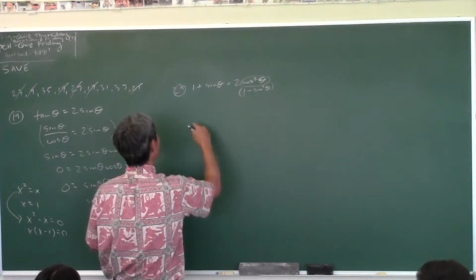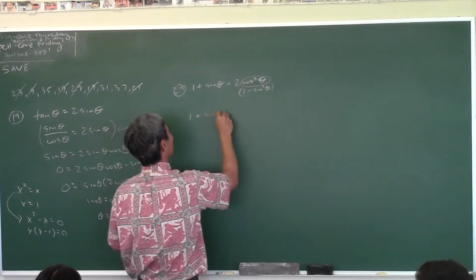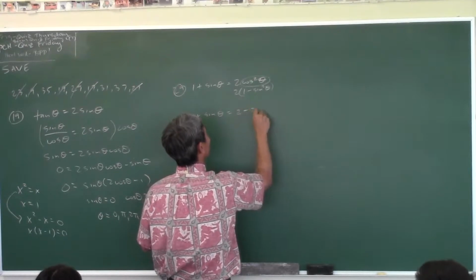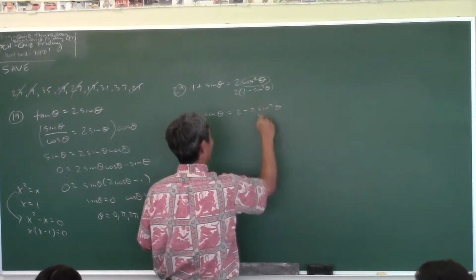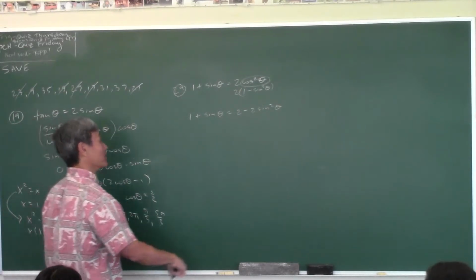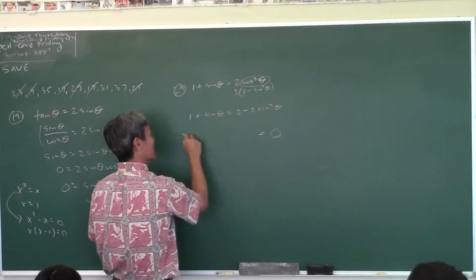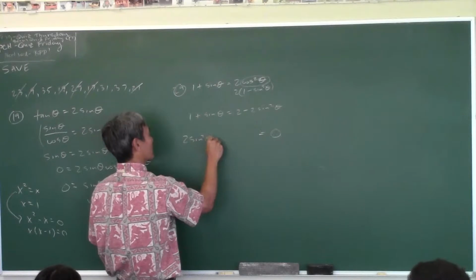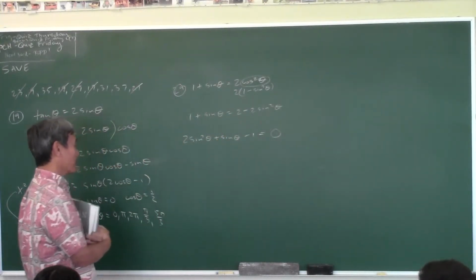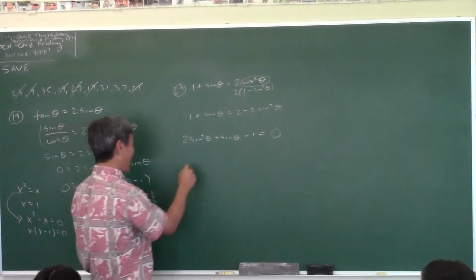Now multiply out everything. 1 plus sine theta equals. This 2 has got to be distributed now. In fact, this looks almost hauntingly the same as the other one. And it's a quadratic, so you make one side 0. So you get 2 sine squared theta plus sine theta minus 1, like that. Put it in order, and it should factor.